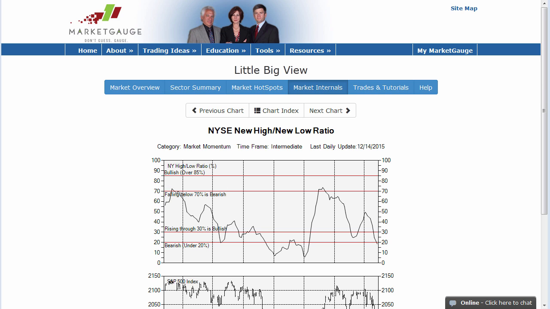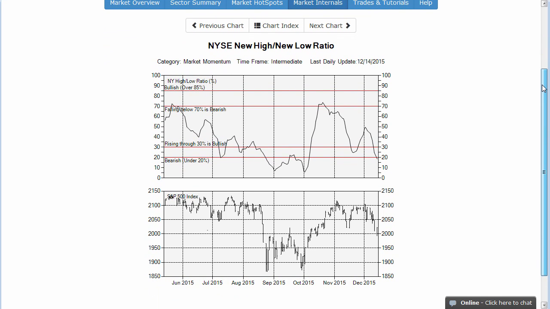Here's what the chart looks like. We look at it for both New York and NASDAQ. And you really want to look at just the big picture, not every single squiggle. And the key levels to follow are the 70% on the upside and the 30% on the downside. So if you have this indicator up over 70%, it means that you've got a lot more new highs than new lows. So that's bullish.